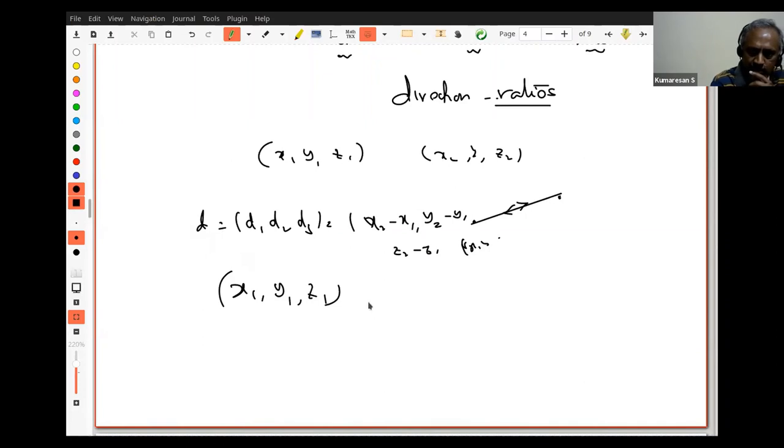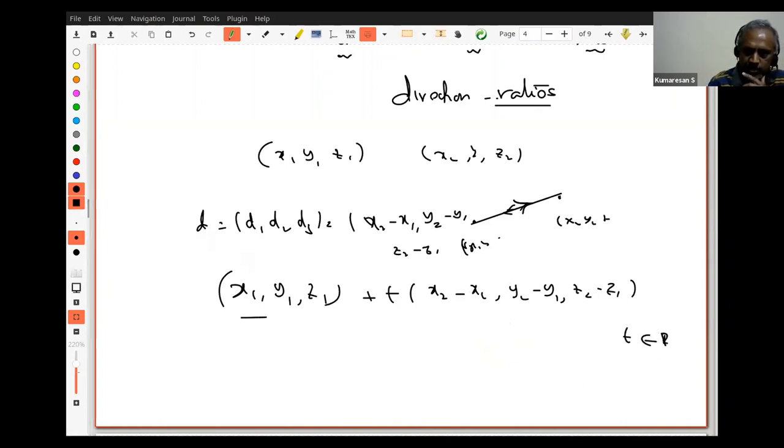That is the difference of these two vectors. So the line is x1, y1, z1 plus t times x2 minus x1, y2 minus y1, z2 minus z1. Do you understand this? This is x2, y2, z2. I am going to move in this direction as t varies over R. Now at t equal to 0, I get x1, y1, z1. At t equal to 1, x2 minus x1 plus x1 gives x2, and y2 minus y1 plus y1 gives y2. Therefore, at t equal to 1, I get the point x2, y2, z2.